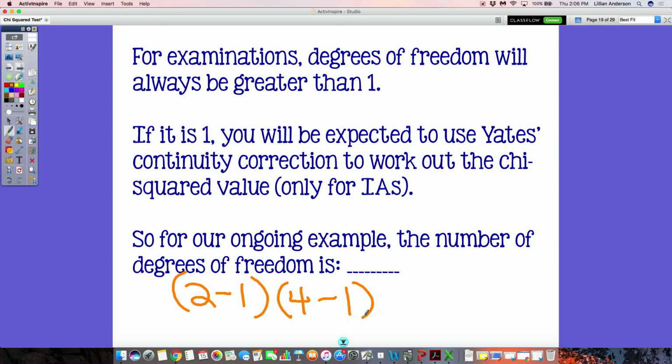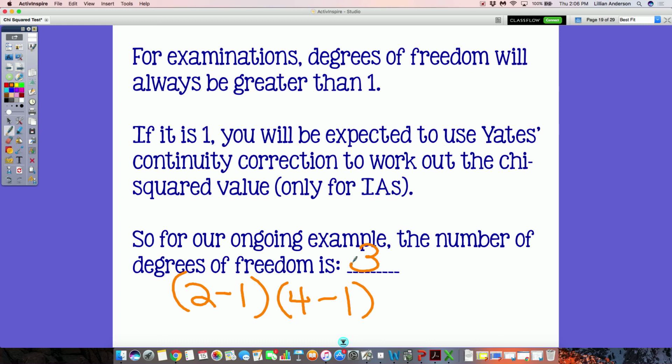So then we do 2 minus 1, 4 minus 1, and we multiply them together. What's our degree of freedom? 3. Okay? A lot of times, degree of freedom is just a write-down problem, so you really don't have to show that work. But if it says to show that degree of freedom is 3, then you would need to show this part. Make sense? Then we have to show the work, show the math.